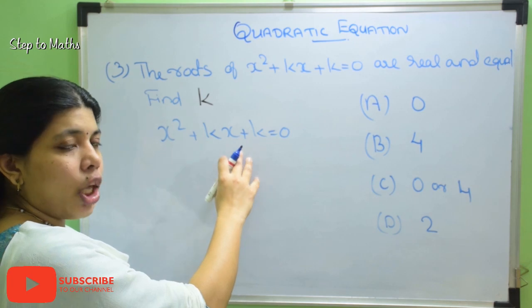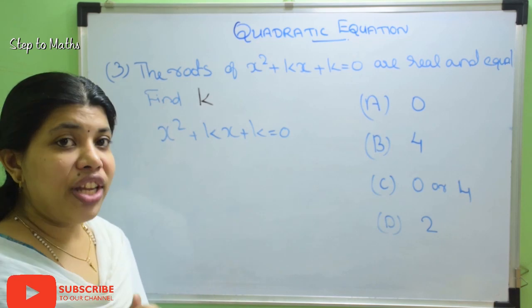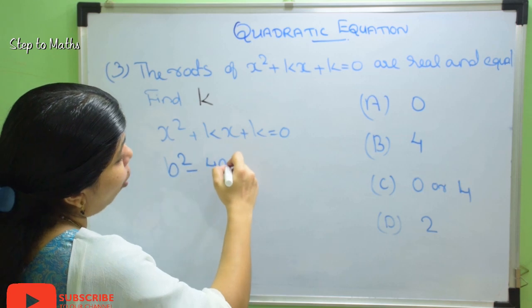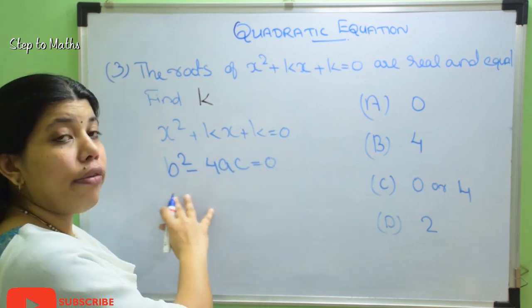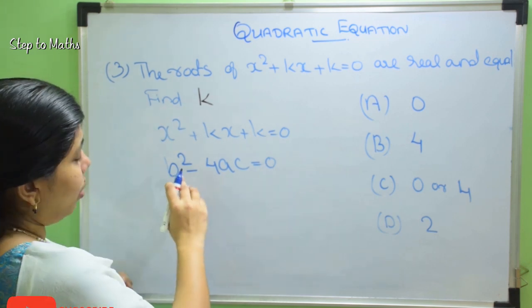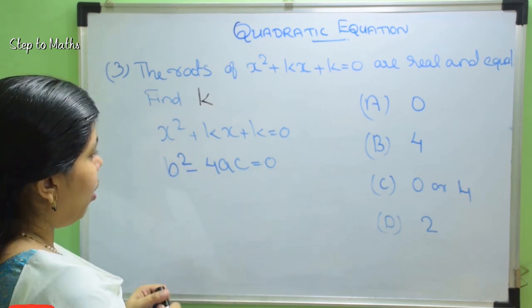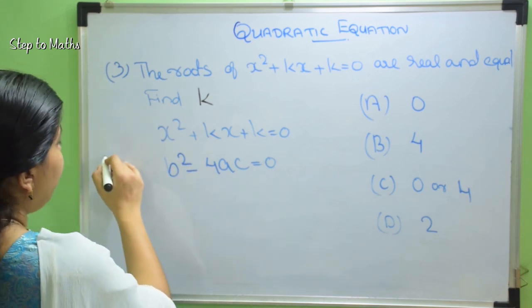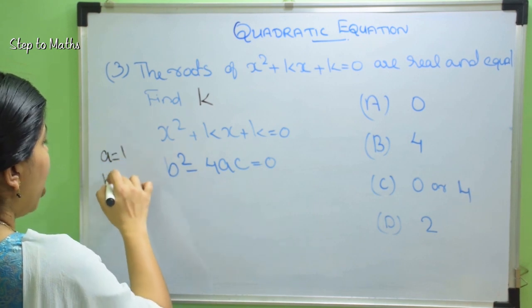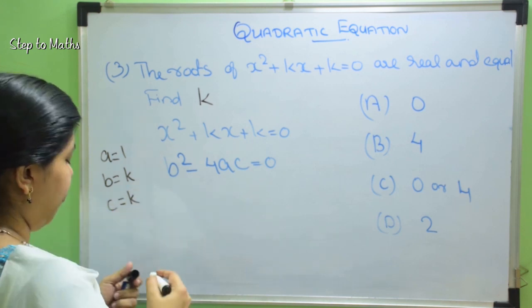For a quadratic equation, its roots are real and equal means the value of the discriminant, that is b square minus 4ac, equal to 0. The value of the discriminant is 0. Now find out the value of b square minus 4ac. Write down the coefficients. For this quadratic equation, a is 1, b equal to k, and c equal to k.